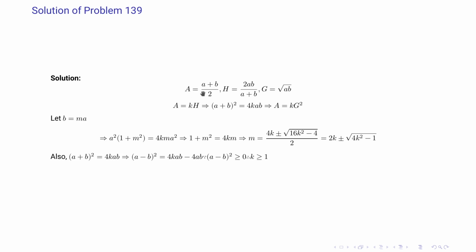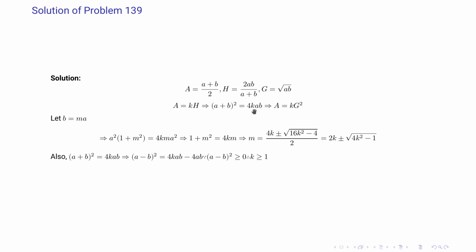So we have A is equal to (a plus b) by 2, H is equal to 2ab by (a plus b), G is equal to square root of ab. Now we are given that A is equal to kH. So (a plus b) by 2 is equal to 2kab by (a plus b). So this (a plus b) will get multiplied and this 2 will go here. So it becomes (a plus b) whole square is equal to 4kab.